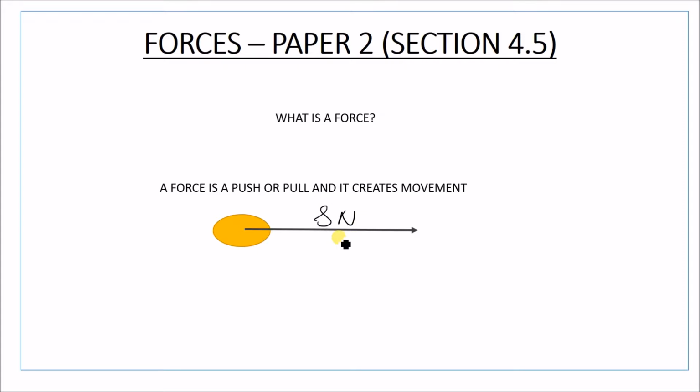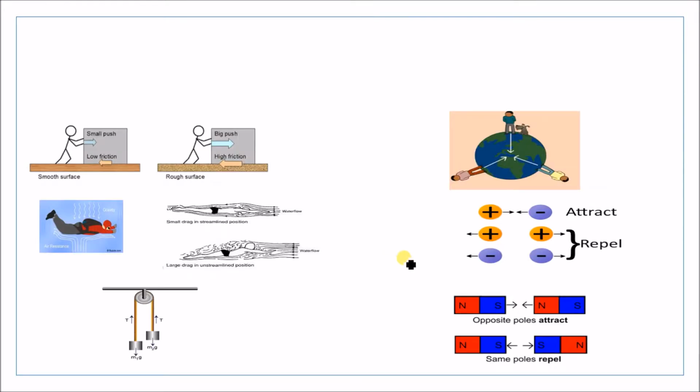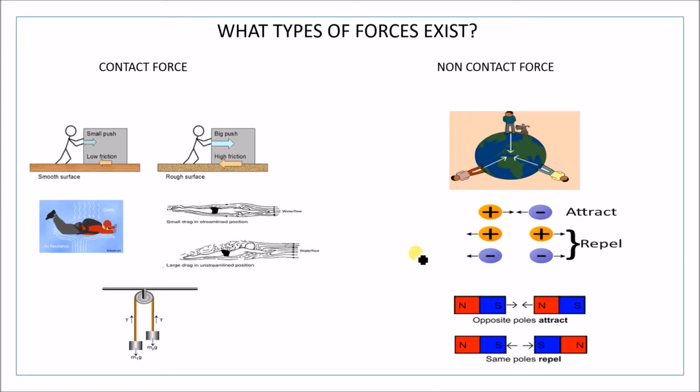So the overall force is 8 newtons here. So what will the object do? It will accelerate in the direction of that force. Okay, so it's moving in that direction. Now there are two main types of forces that you need to know about. The first one is a contact force, and the second one is a non-contact force.